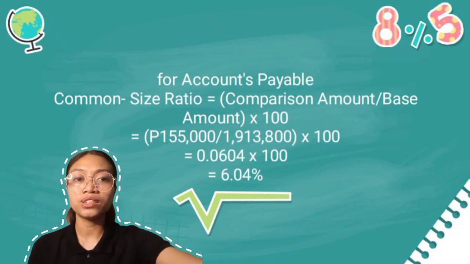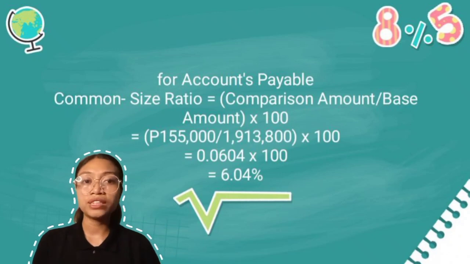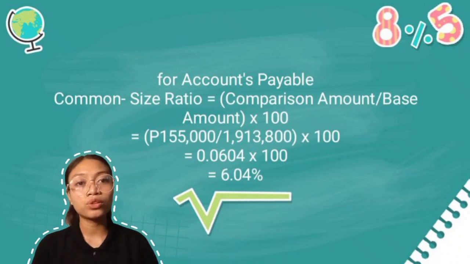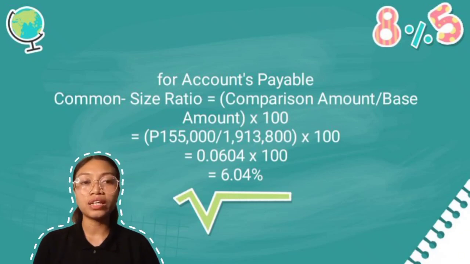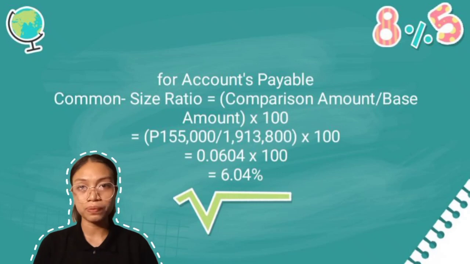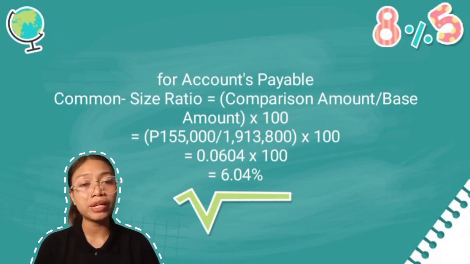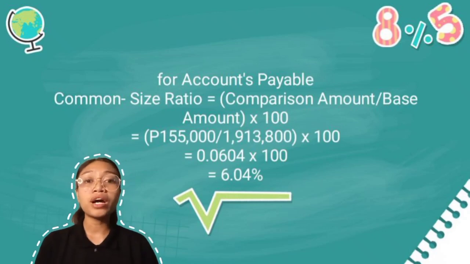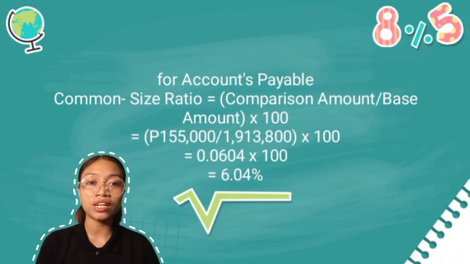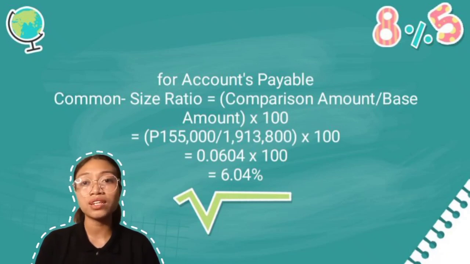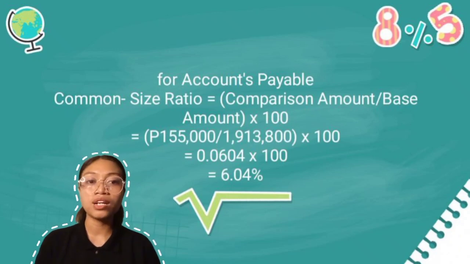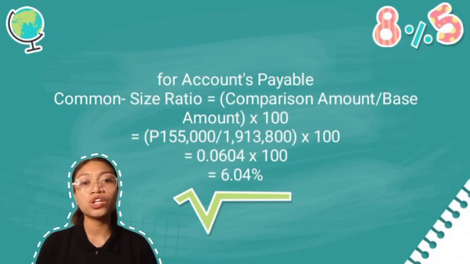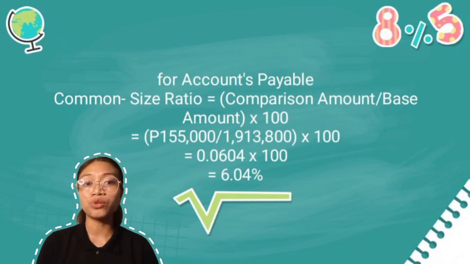The same with total liabilities and owner's equity, that will be your base amount or the 100%, and your comparison amount will be the accounts payable, accrued liabilities, total non-current liabilities, and so on. So to get the common size ratio of accounts payable, you have to use the same formula, which is the common size ratio equals comparison amount divided by base amount times 100%. So 155,000 divided by 1,913,800 is equal to 0.0604 times 100% is equal to 6.04%, and that will be your common size ratio.